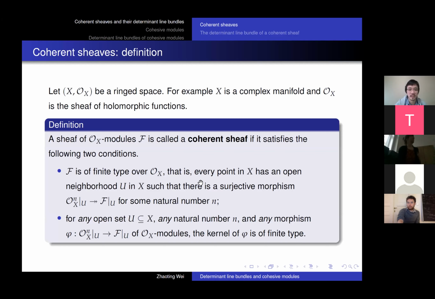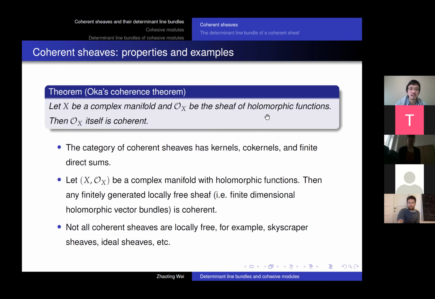Coherent sheaves, two conditions. First, finite type. Second, for any open set and any morphism phi, the kernel of phi is also of finite type. And for a complex manifold, the good news is, of course, that the structure sheaf O_X itself is a coherent sheaf.